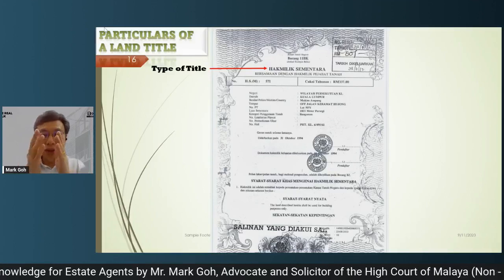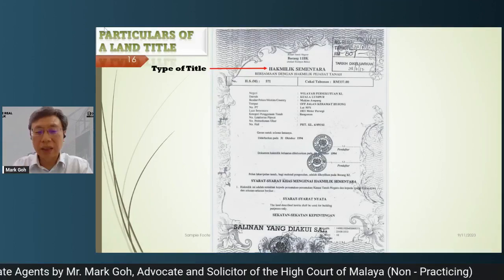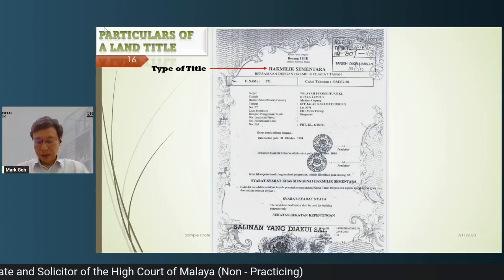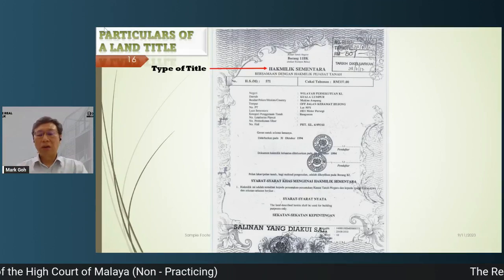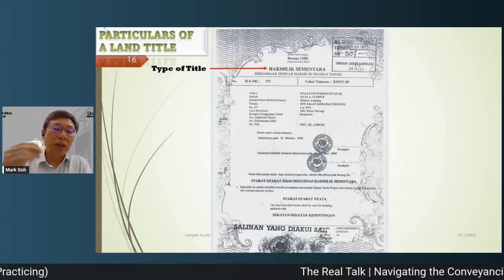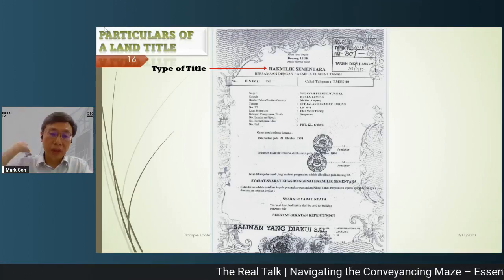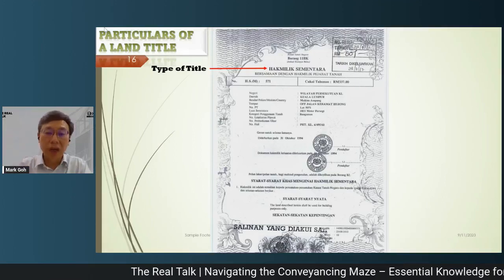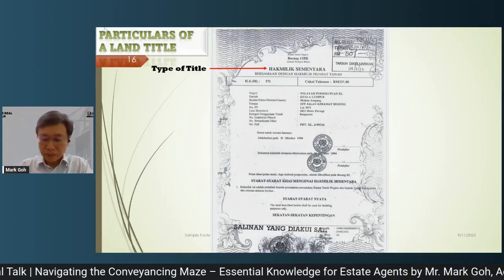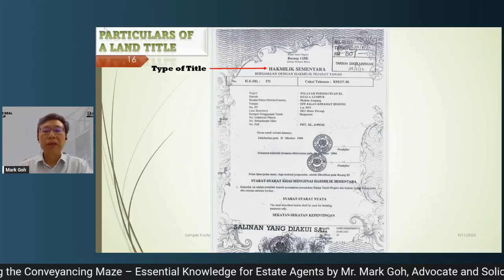So is it as good as any other title? Yeah, it's as good as any other title. Once the state has done the measurement and everything is ready, what the state will usually do is ask you to return this hak milik sementara. They give you a grant. A grant means it's already properly measured and all of that already.